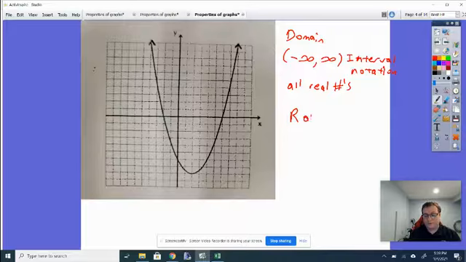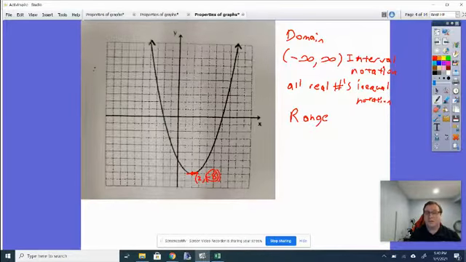Okay, now for the range, it's a little bit more obvious what's going on with that inequality notation. So let's look at the range. Okay, well, the range is the set of numbers that is produced by the domain. So it's the y's. Well, my lowest y here is at this vertex, and that's going to be at 2, -8.